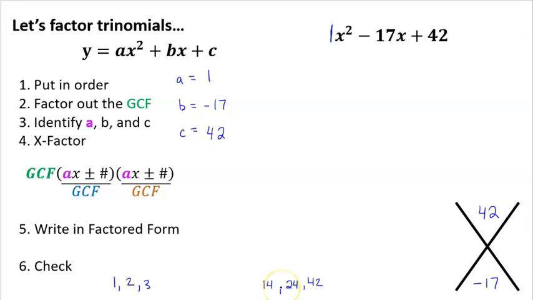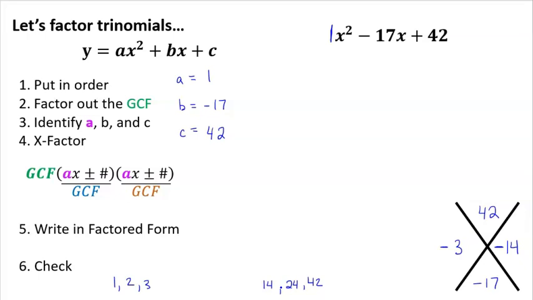And I know 3 and 14 can give me a 17. And for it to be a negative 17, it needs to be negative 3 and negative 14. And then we always want to check back with the top. Negative 3 times negative 14 gives me positive 42. So this one is looking good.